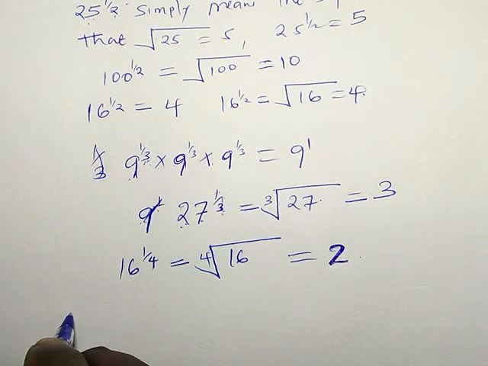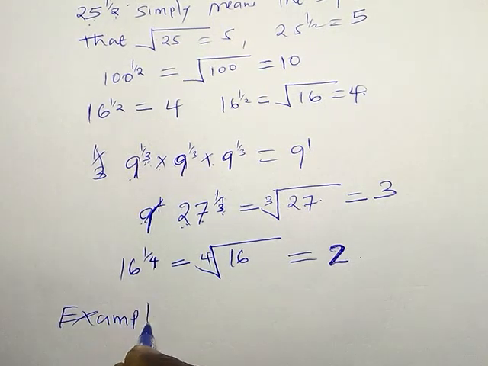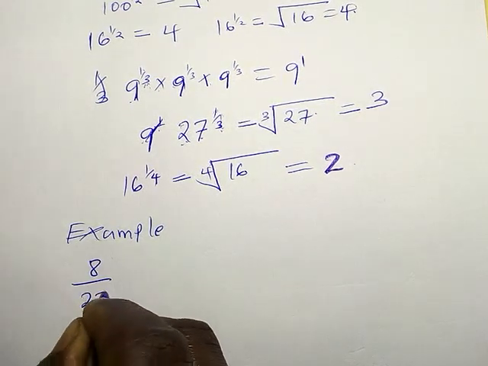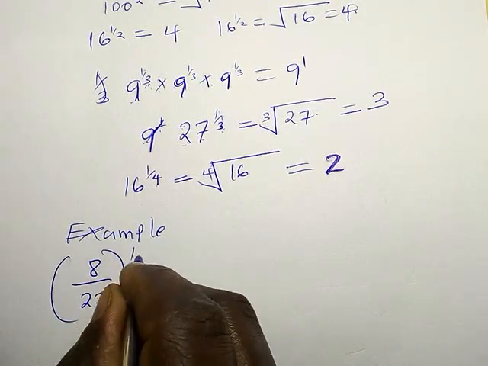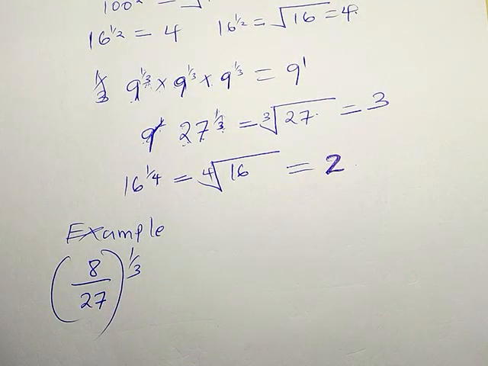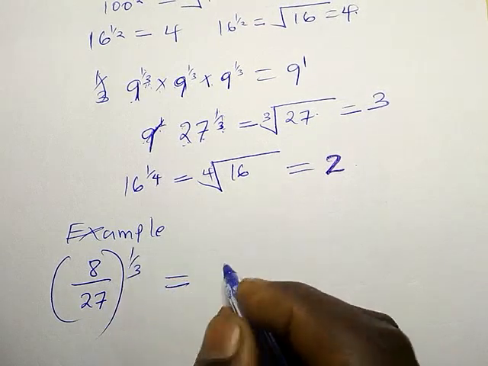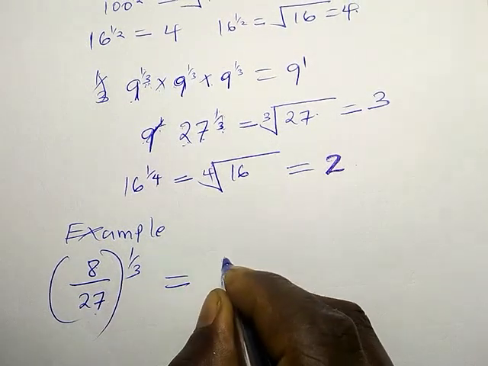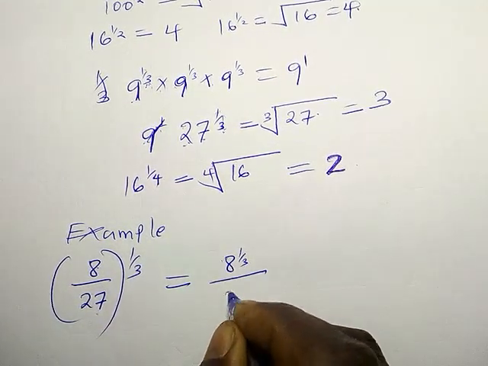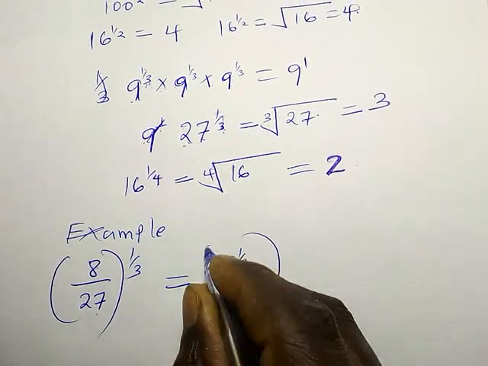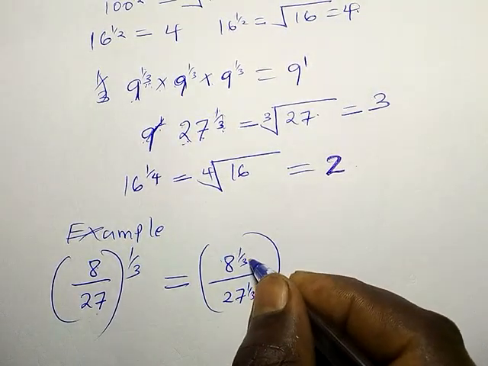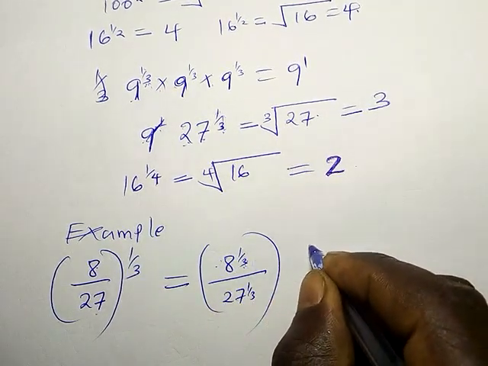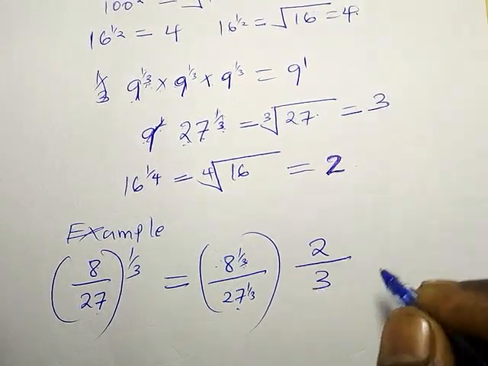So if I have, for example, 8 over 27 raised to power third, it means that this number is raised to power third and this number is raised to power third. This is the same as 8 raised to power third divided by 27 raised to power third. A number raised to power third means the cube root. So this one is equal to 2, this one equal to 3, and that is the answer.